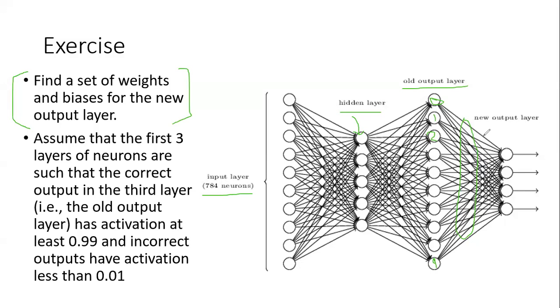Now, as I have added another output layer, this is the output layer now, and the previous one becomes, in fact, sort of a hidden layer. So now the question is, find a set of weights and biases for the new output layer. Assume that the first three layers of neurons are such that the correct output in the third layer has activation at least 0.99 and incorrect outputs have activation less than 0.01.